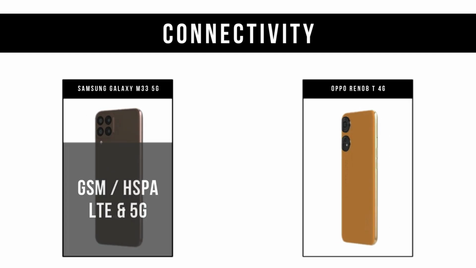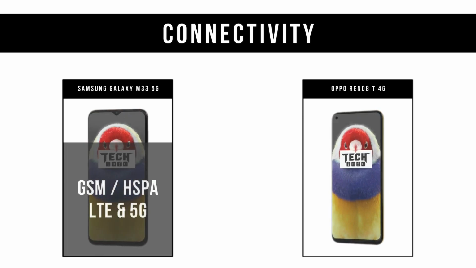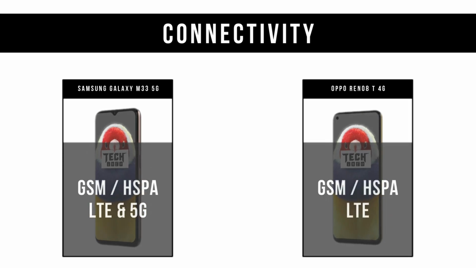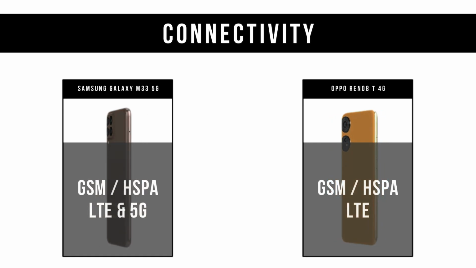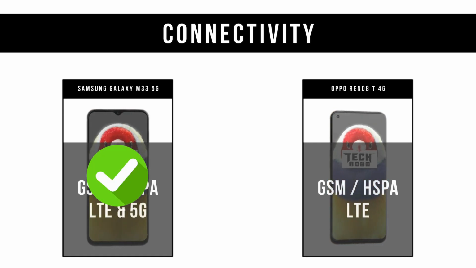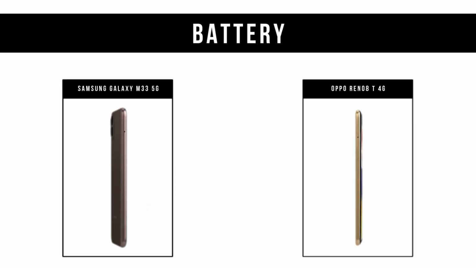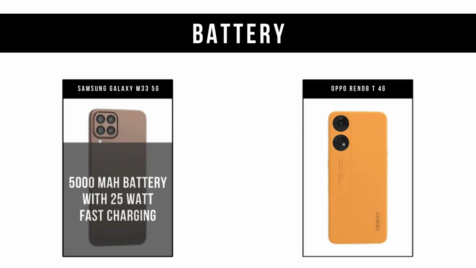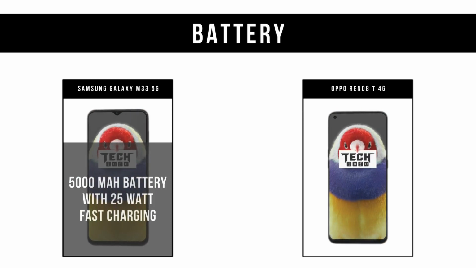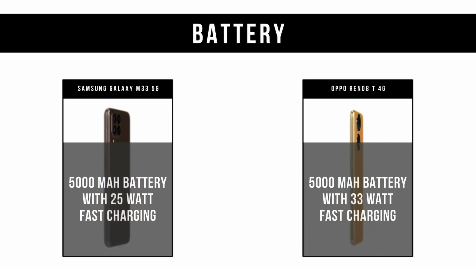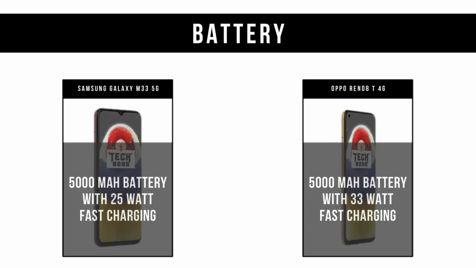Connectivity. Samsung Galaxy M33 5G is GSM, HSPA, LTE, and 5G. Oppo Reno8 T4G is GSM, HSPA, and LTE. Battery. Samsung Galaxy M33 5G is 5000 mAh battery, with 25W fast charging. Oppo Reno8 T4G is 5000 mAh battery, with 33W fast charging.